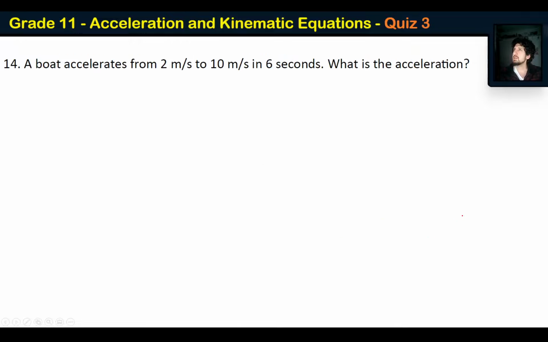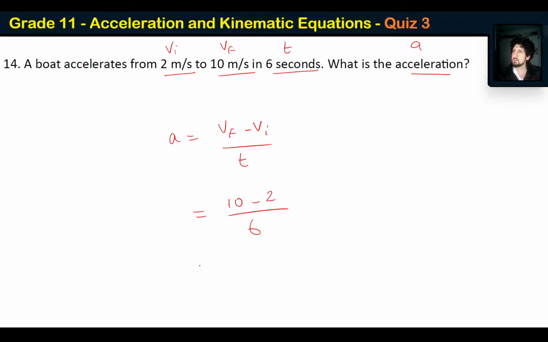Next, nearly 75% of the way there. A boat accelerates from 2 meters per second, Vi, to 10 meters per second, which is Vf, in 6 seconds, which is time. What is the acceleration? Acceleration is equivalent to Vf minus Vi all over t. So 10 minus 6, oh no, not 6, 10 minus 2 all over 6. 8 over 6 is going to be 1.33 recurring meters per second squared.